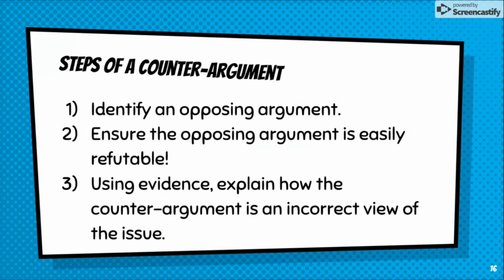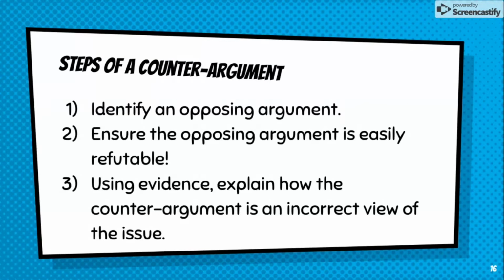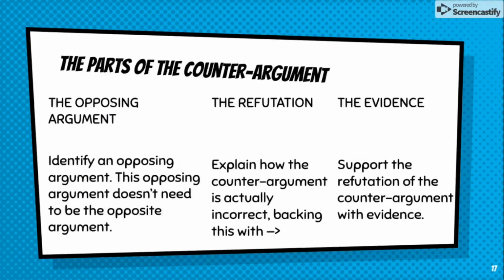The steps of the counter-argument. Step 1, identify an opposing argument. Step 2, ensure the opposing argument is easily refutable. Step 3, using evidence, explain how the counter-argument is an incorrect view of the issue.